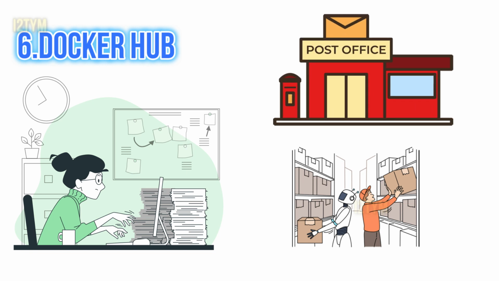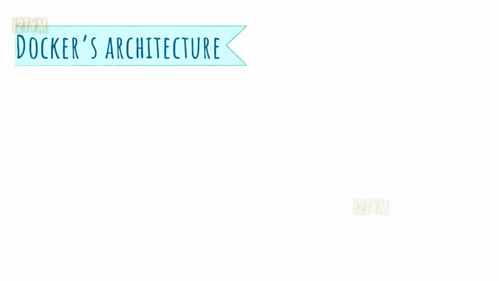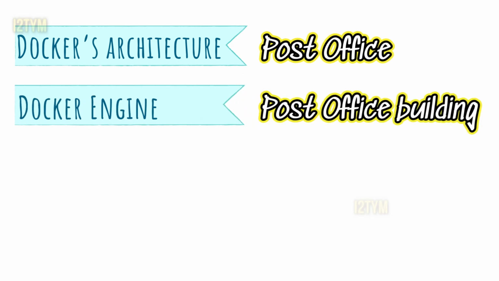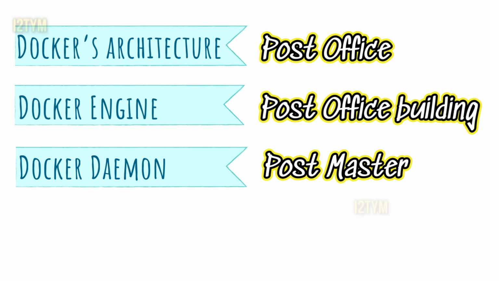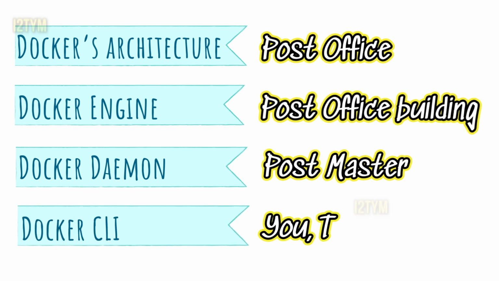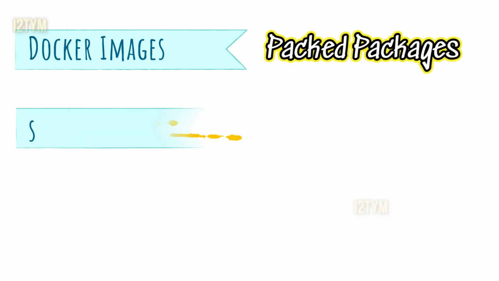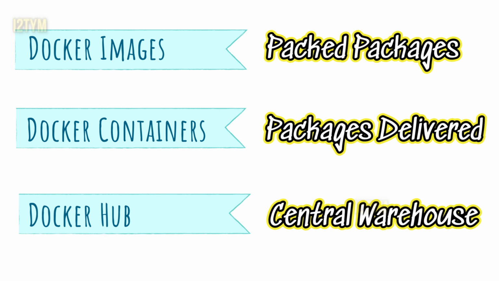before they're delivered. So, to wrap up, Docker's architecture is like a post office. The Docker engine is the building. The Docker daemon is the postmaster who manages everything. The Docker CLI is you, the customer giving instructions. Docker images are the packed packages. Docker containers are the packages being delivered. And Docker Hub is the central warehouse for storing and sharing packages.